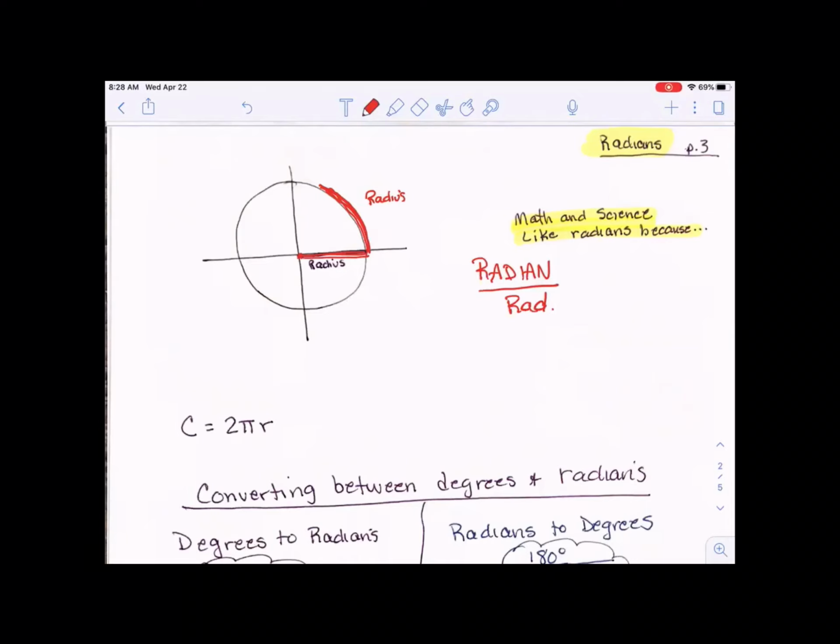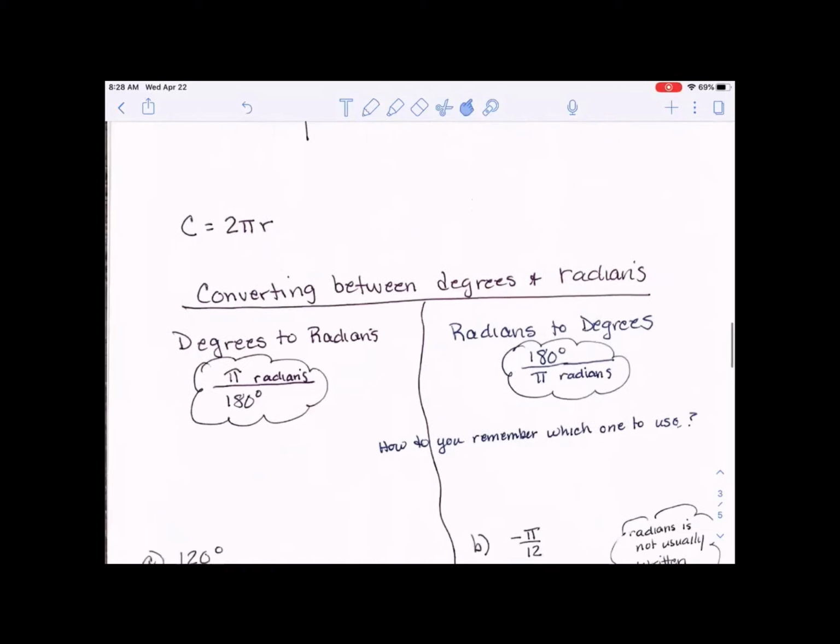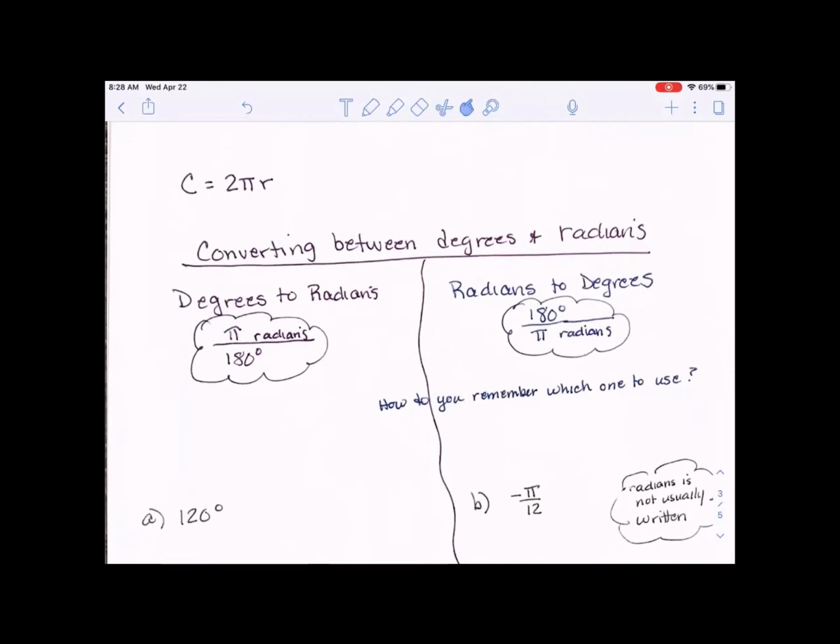If I'm going to convert between degrees and radians, which is the next thing I'm going to ask you to do, I'm going to multiply by fractions. Yay, fractions. Our magic fractions, depending on which way we're going, are going to be pi radians over 180 degrees, or 180 degrees over pi radians. This is really just using what we know. We're going to use unit multipliers.